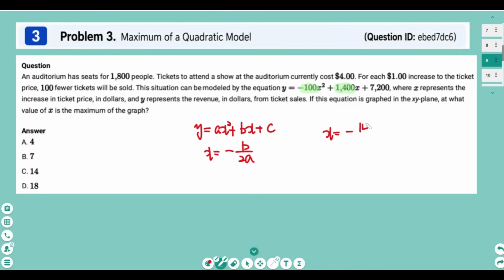negative 1400 over 2 times negative 100. That simplifies to 1400 over 200, which equals 7. So the maximum occurs at x equals 7. The correct answer is B.